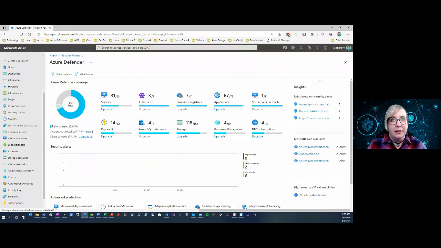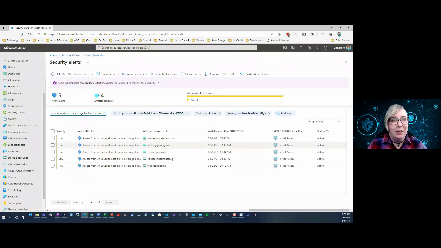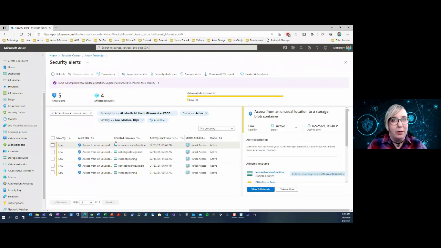Over here, you've got insights, so your most prevalent security alerts will show up here. This one is access from an unusual location to a blob storage container. So let's start digging in here and figure out exactly what's showing up. You'll see that it's considered a low severity alert. The status is still active, and this is the time that it was kicked off.